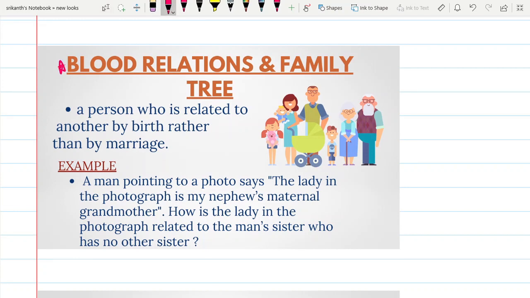How a person in a family is related to each other is nothing but the blood relation. An example of this question can be like: a man pointing to a photo says, the lady in the photograph is my nephew's maternal grandmother. So how is the lady related to him? These types of questions are blood relations type, and this will also help to identify your intellectual potential.